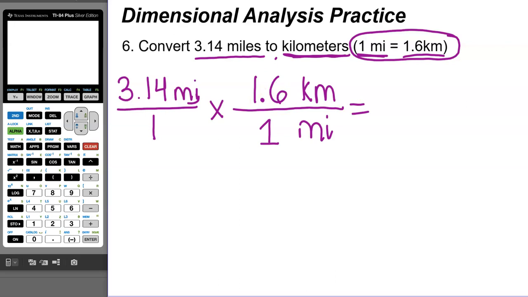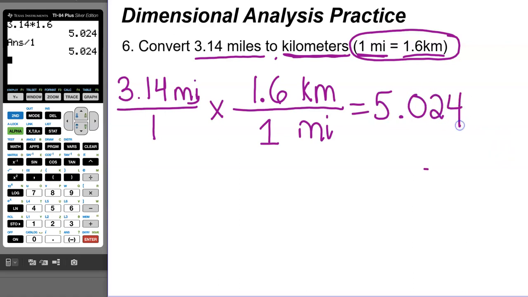Now that we have all that set up, all we need to do is multiply everything in the numerator and divide by everything in the denominator. So we'll come over to our calculator and type 3.14 times 1.6. We'll hit enter and divide by 1, which we know is still going to be the same answer. So coming back, our answer was 5.024, and we need to figure out what unit our answer will have.